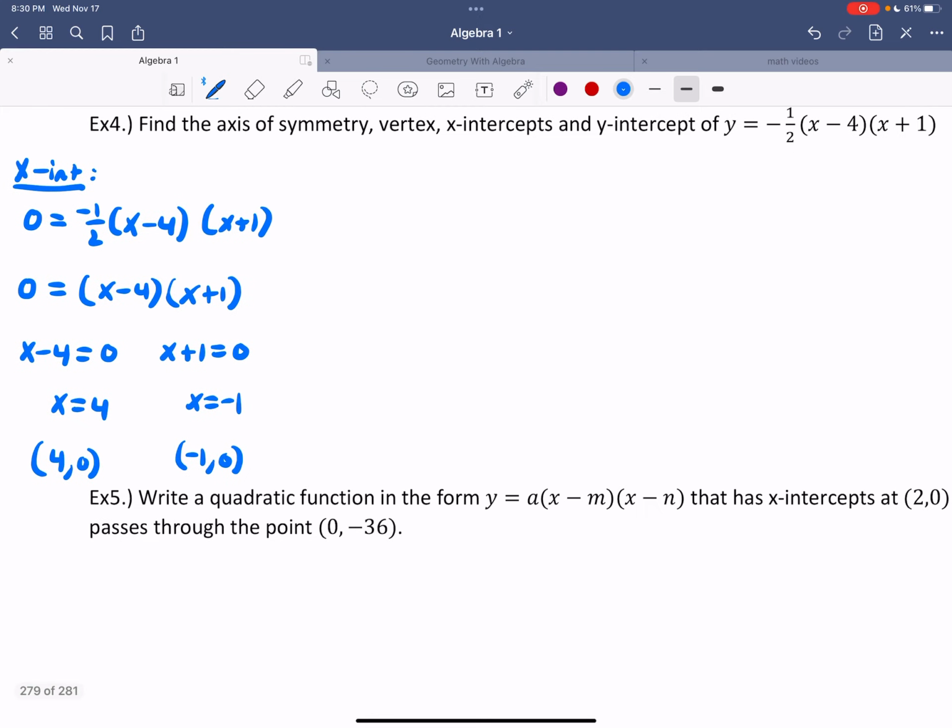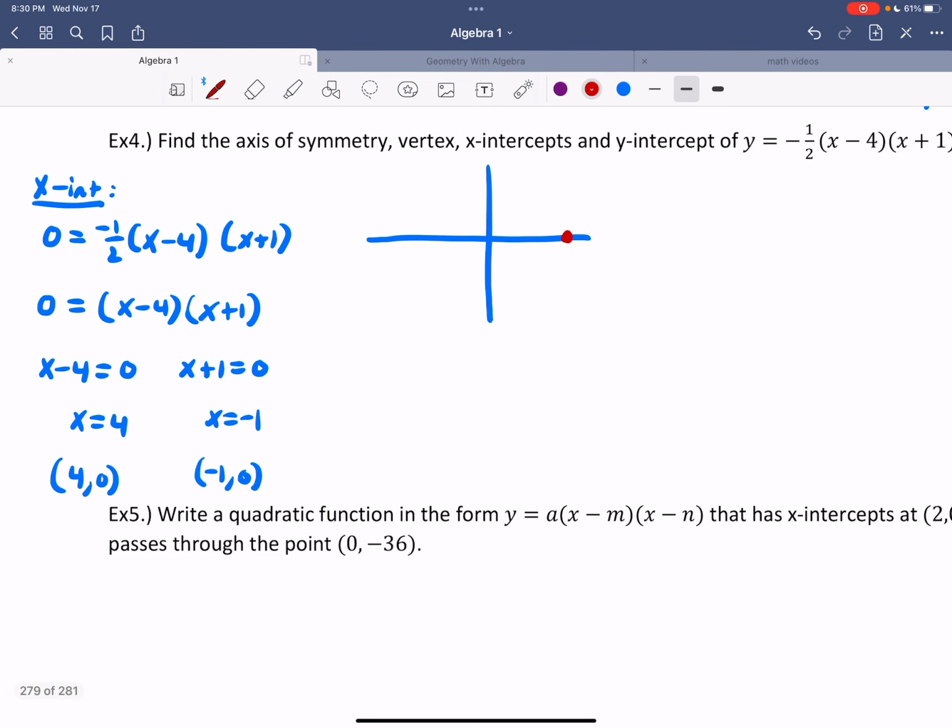So again, you know that I like to draw a sketch and see what's happening here. So 4, 0 would be over here. Whoa, sorry about that. Negative 1, 0 would be approximately right here. And I know I've got to find the midpoint. So I count the total distance between negative 1 and 4 to be 5. If I cut that in half, that gives me 2.5 in each direction. So I'm going to go 2.5 in each direction.